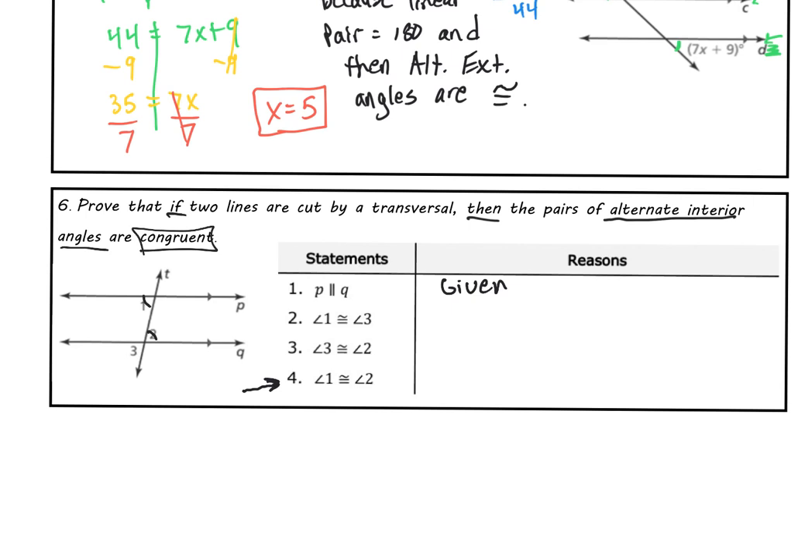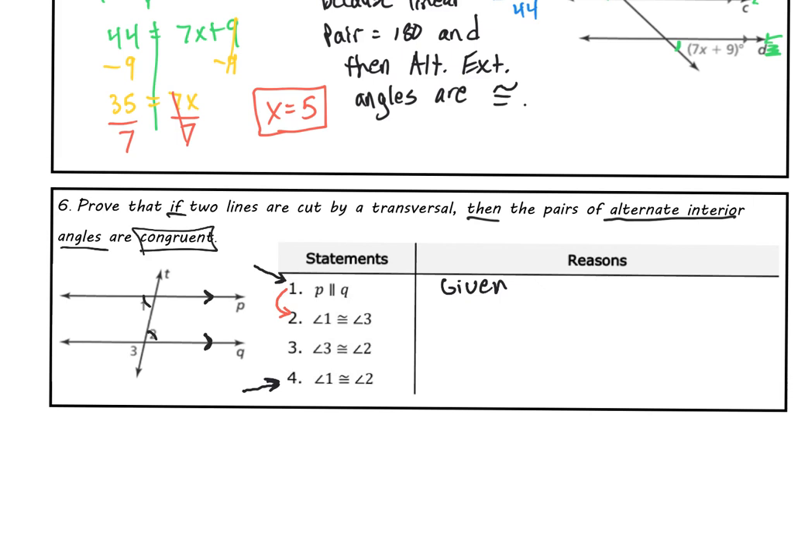And we're trying to prove those congruent given that P and Q are parallel, which in the picture we know because of the arrows, right? So that's our given information, which is our first statement. So we ask ourselves, okay, cool, how did they get from statement 1 to statement 2, right? Statement 2 says angle 1 is congruent to angle 3. How do we know that 1 is congruent to 3?